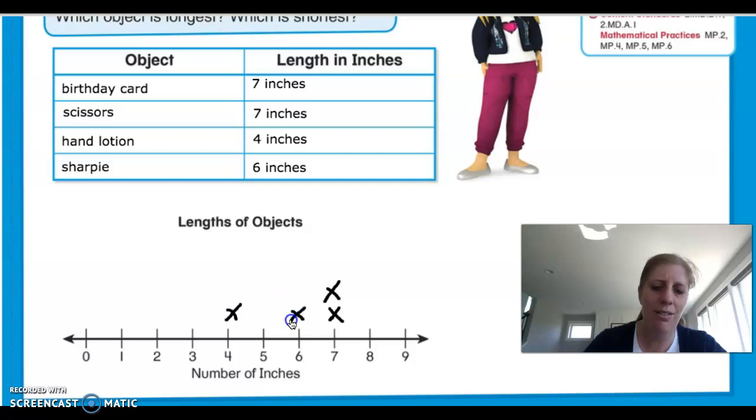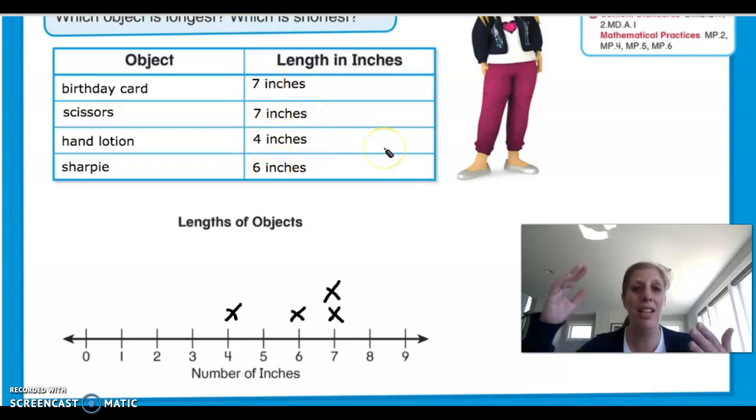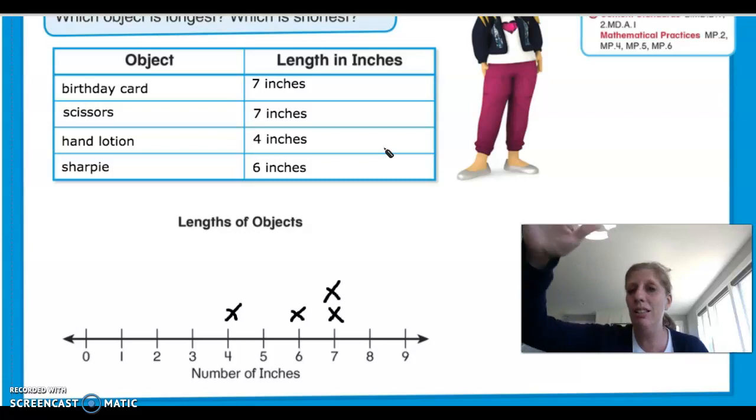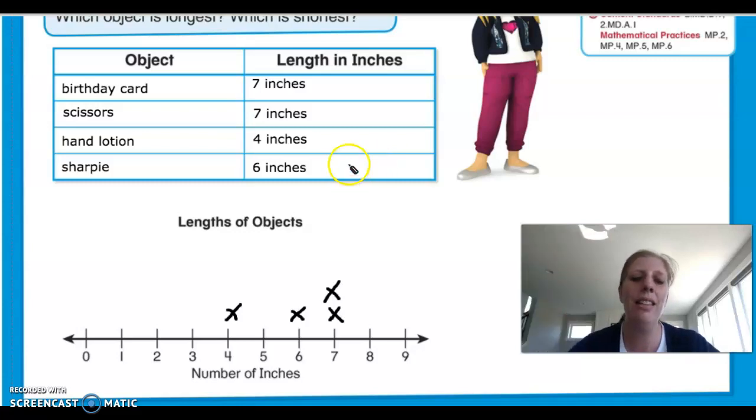Okay, now that I have this all organized, I can see that the shortest is 4. With only 4 items in this chart, it was probably easy to look and say 4. But sometimes you might have long lists of data, and if you organize it this way, it's easier to look and say, what's the least? You look for the first number that has an X above it, a 4. And what is the longest? 7. I had 2 items that were 7 inches.